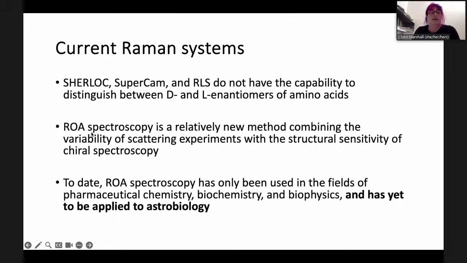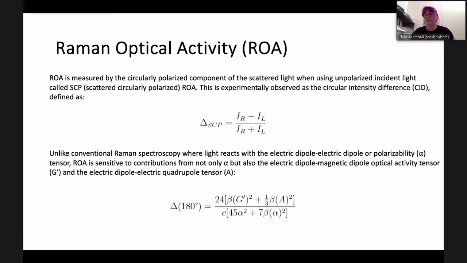Raman optical activity spectroscopy is a relatively new method, and it combines the variability of scattering experiments with the structural sensitivity of chiral spectroscopy. Interestingly, today, ROA spectroscopy has only been utilized in the fields of pharmaceutical chemistry, biochemistry, and biophysics, but has yet to be applied to astrobiology. So what is Raman optical activity? How is it different from Raman spectroscopy?